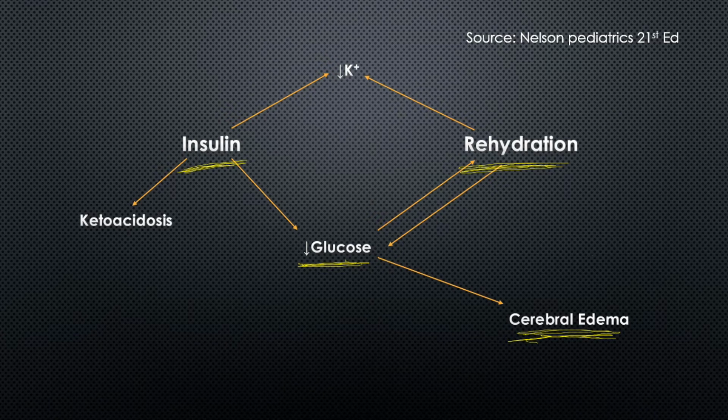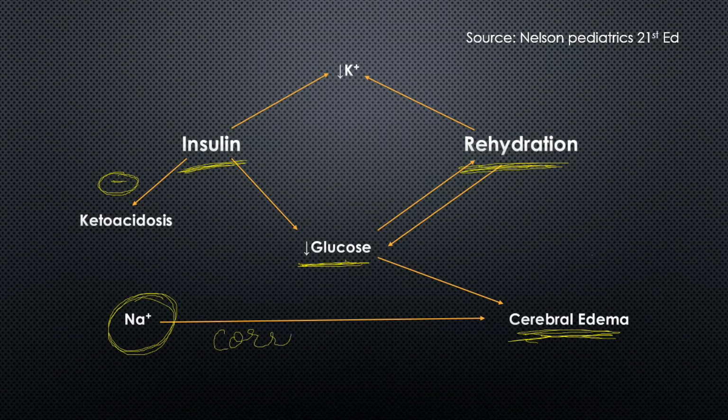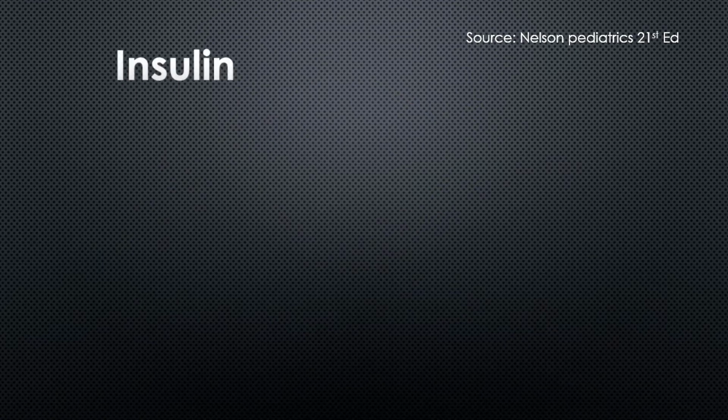Insulin also inhibits the production of ketone bodies, ultimately correcting ketoacidosis. And not to forget, diabetic ketoacidosis is a dehydrational state, and with the rapid correction of sodium, it can lead to cerebral edema. So keeping this flowchart in mind, we would go through all the aspects of management of DKA one by one.